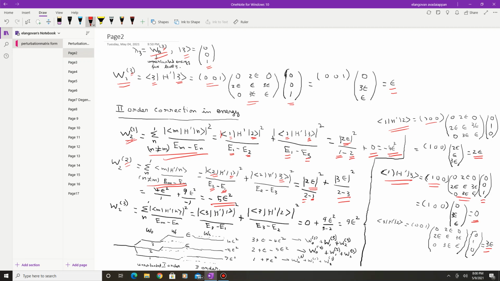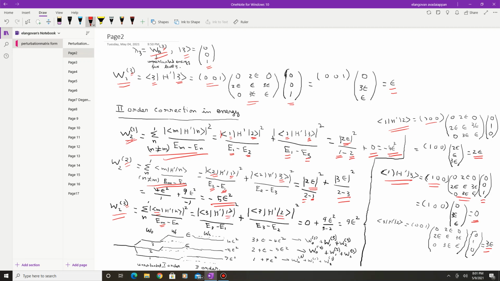Similarly, since we are having 3 levels, this is the third level, and because all are non-degenerate levels, they are distinct, they are different levels. So if you calculate the second order correction of the third level, again you have to use the same formula, but here m must be 3, since we are choosing this one, 3. This is m. n runs from 1 and 2.